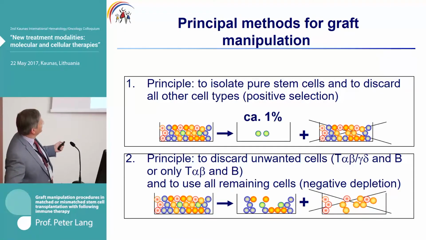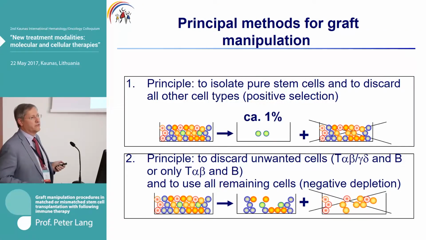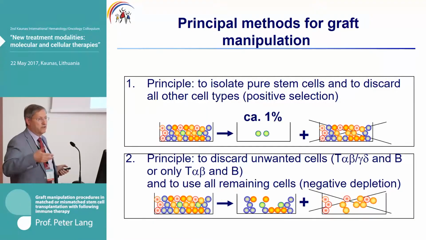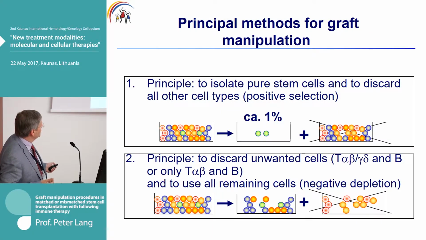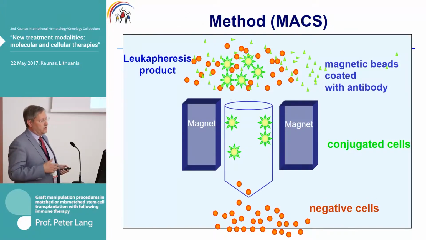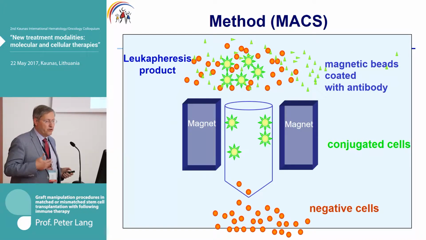First principle is to isolate only the pure stem cells, which is about 1% of the graft, and to discard all other cell types. This is the so-called positive selection. Second principle is to discard only the unwanted cells, and these are T and B cells, or only T alpha beta and B cells, and to use all the remaining cells: CD34 plus NK cells, plus gamma delta T cells, and so on. This is the so-called negative depletion, which we use at the moment. So we have established the MACS method for this purpose.